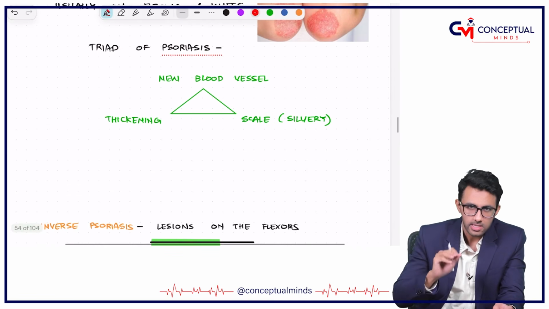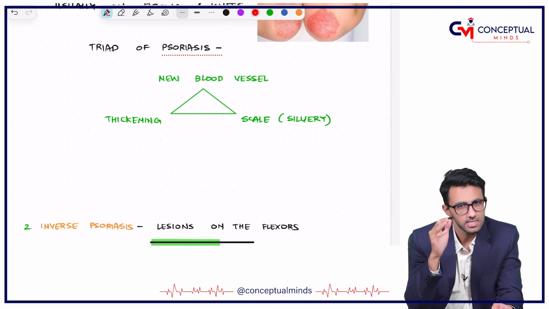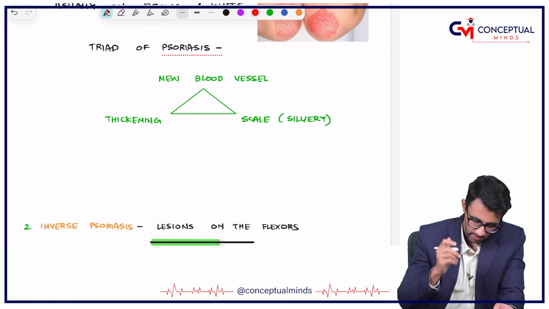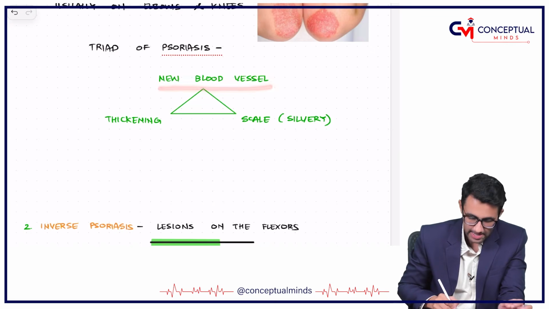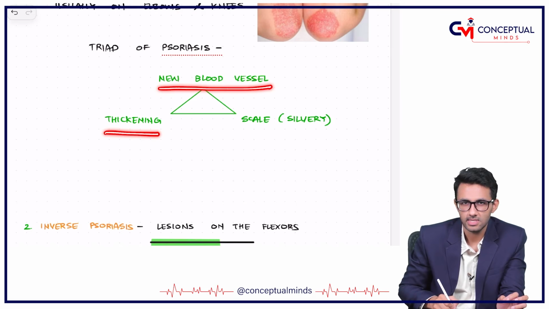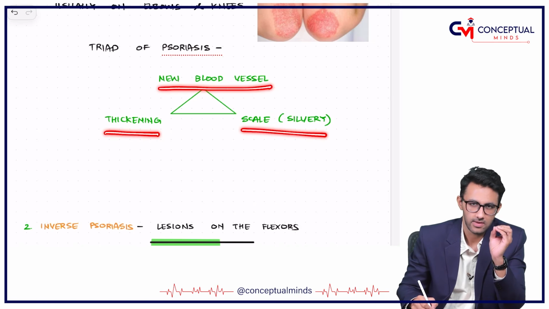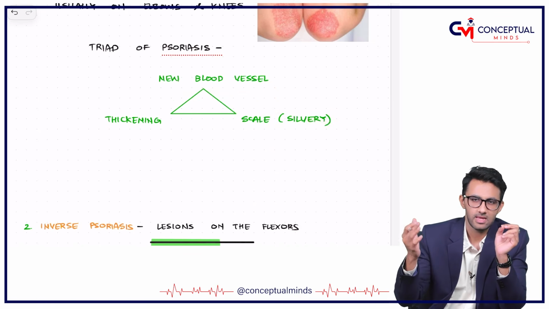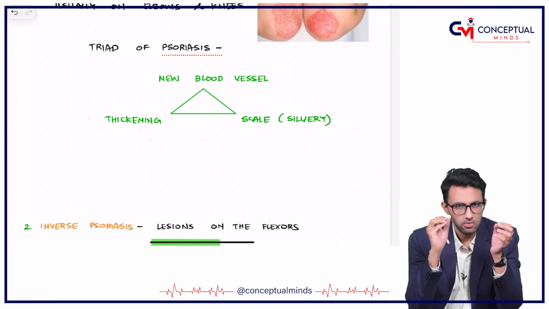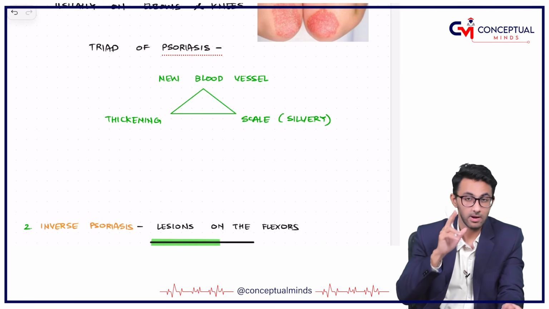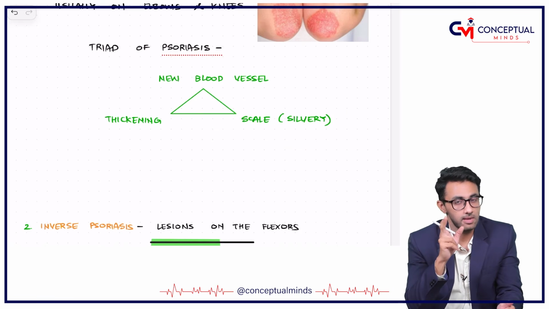Fine. If you remember the triangle, it is the same in easy words; I changed the wording a little bit. New blood vessels, angiogenesis, and thickening. Thickening was what? An increase in the proliferation of keratinocytes. And scaly lesions are developed. Why? Because the epidermal turnover rate is increased. That is the reason we have scales. Scales are pretty common, but one type of psoriasis does not have scales. Keep this in mind. We will learn about it.